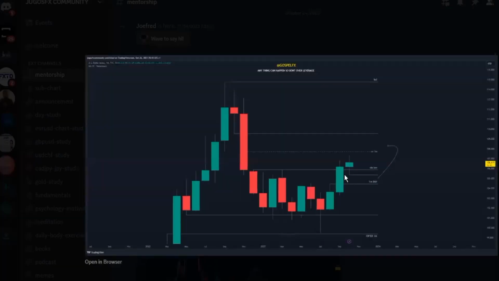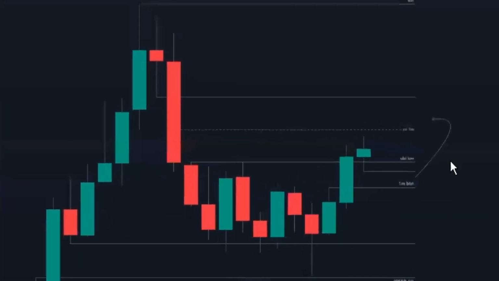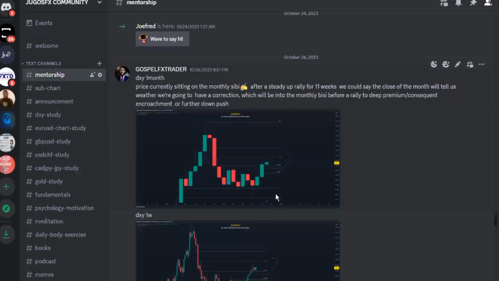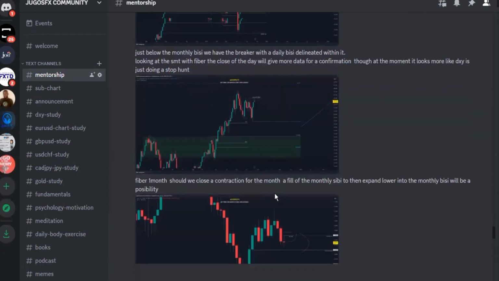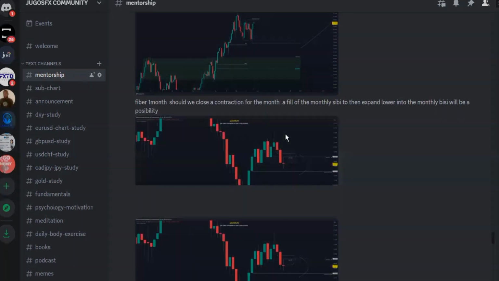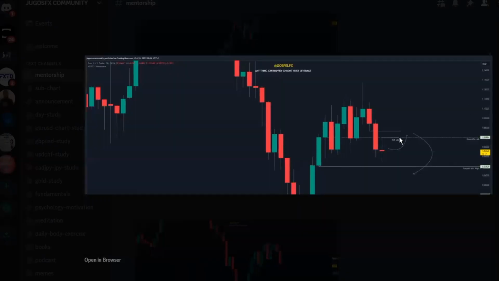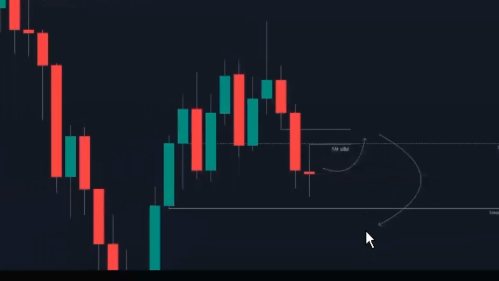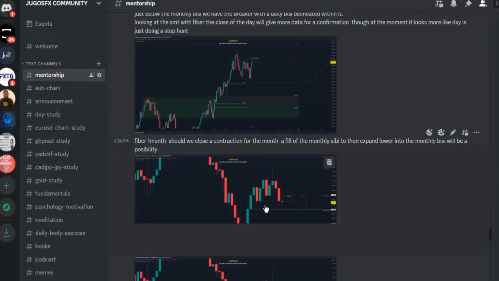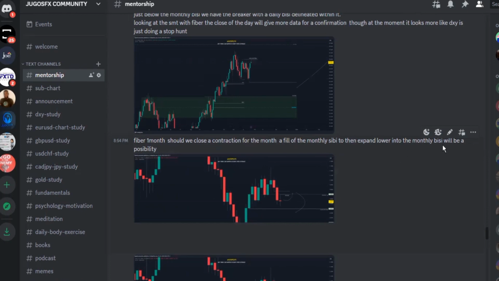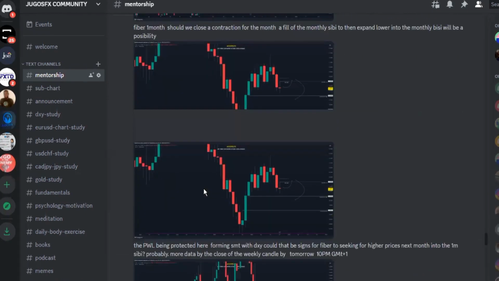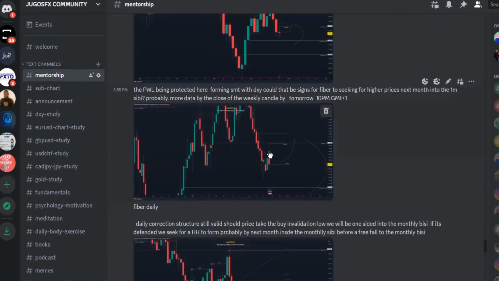This is how it looks on the monthly chart. We have this fair value gap right here, so I was expecting maybe a little push down on DXY at that moment, right? And looking at it again on Euro USD, it's pretty much the same thing, like price coming to this fair value gap and selling much lower into the monthly BC. So I said, should we close a contraction for the month, a fill of the monthly CB to then expand lower into the monthly BC will be a possibility. So that's pretty much just what I was expecting.